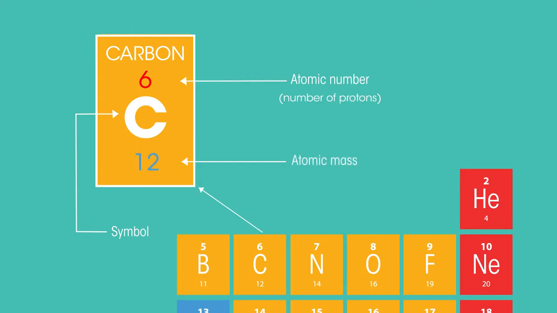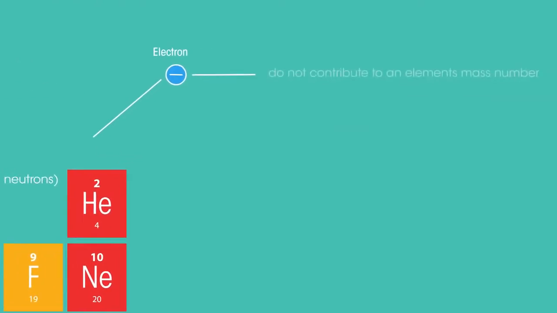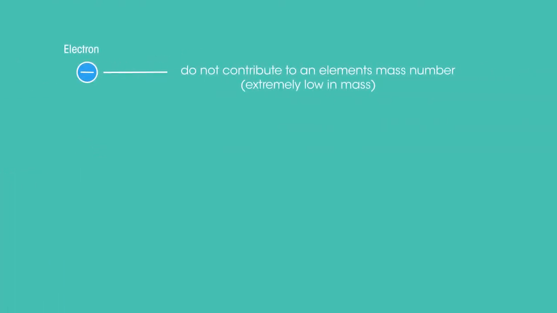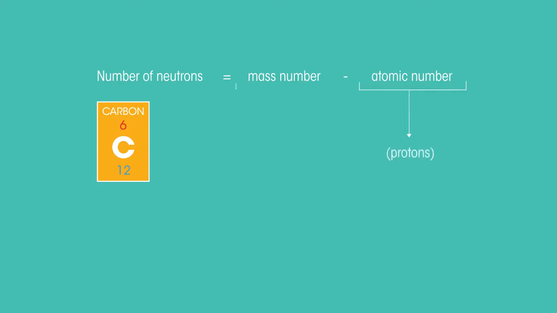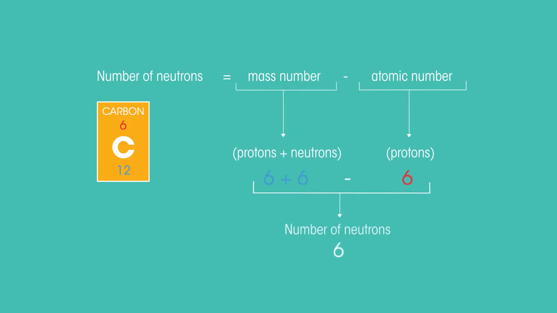The bigger number is the mass number, aka atomic mass, and it's the sum of the number of protons and neutrons. Electrons do not contribute to an element's mass number because of their extremely low mass. This is all very handy because by using the atomic number and mass number, you can calculate the number of neutrons in an atom. You can simply subtract the atomic number from the mass number. All you are doing is subtracting the number of protons from the total number of protons and neutrons, so that what you are left with is the number of neutrons.